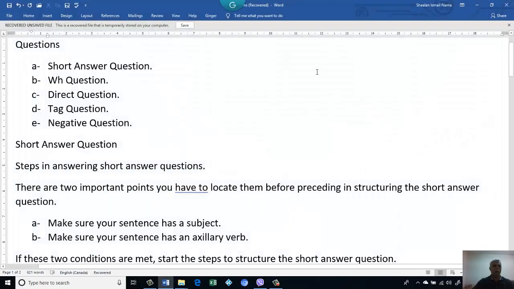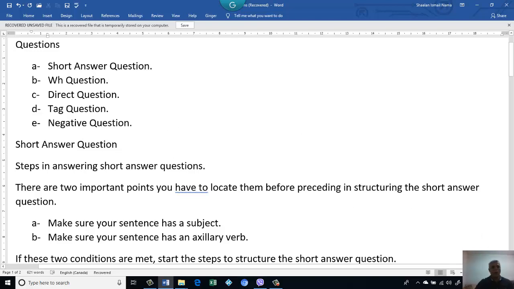Today our new lesson is going to be about questions. We have different kinds of questions. It could be short answer question, WH question, direct question, tag question, negative question. For today's lesson, it will be short answer question.